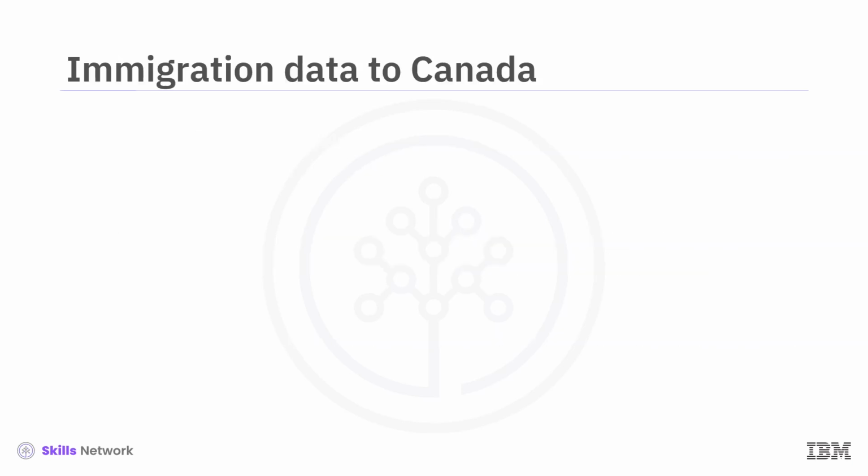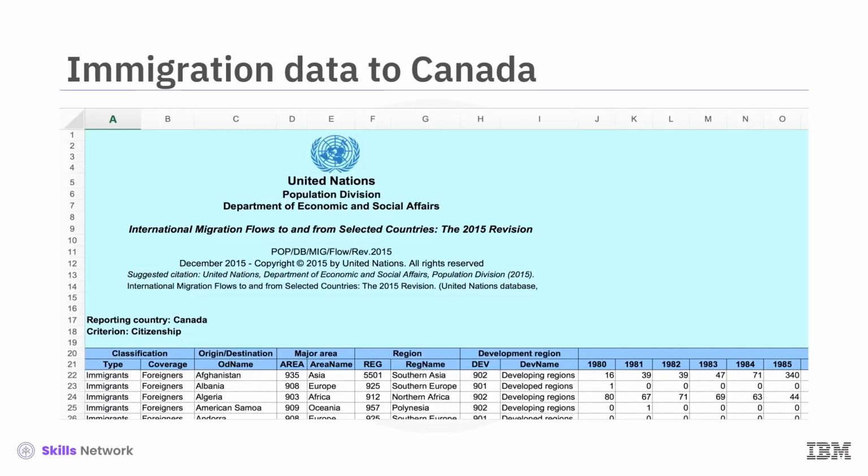Here is a snapshot of the UN data on immigration to Canada in the form of an Excel file. The first 20 rows contain textual data about the UN department and other information. Row 21 contains the labels of the columns. Following that, each row represents a country along with metadata about the country, such as the continent it resides in, what region it belongs to, and whether the region is developing or developed. Then we have the total number of immigrants from that country for the years 1980 all the way to 2013.